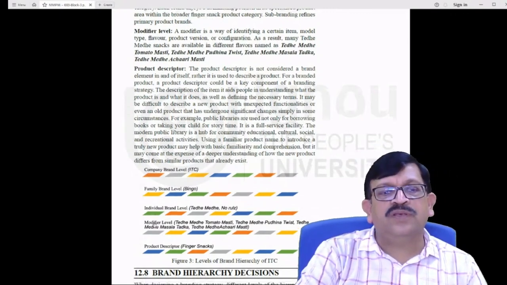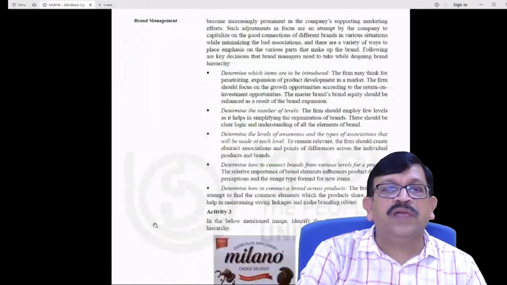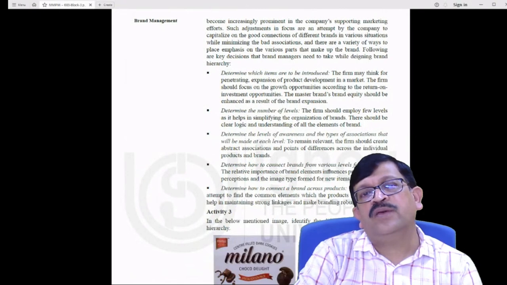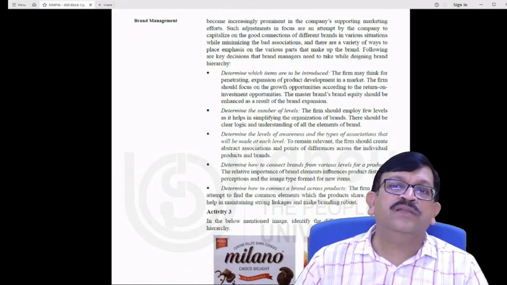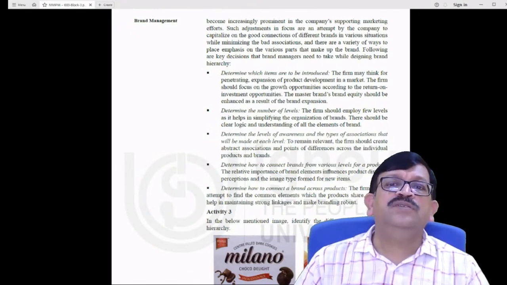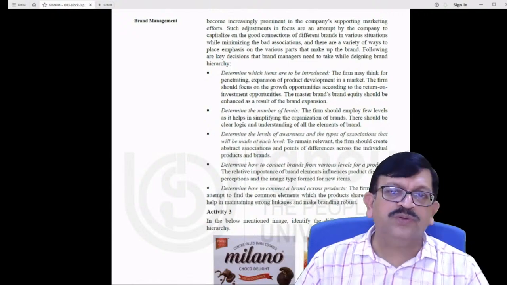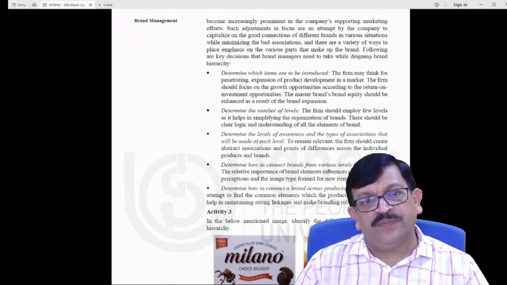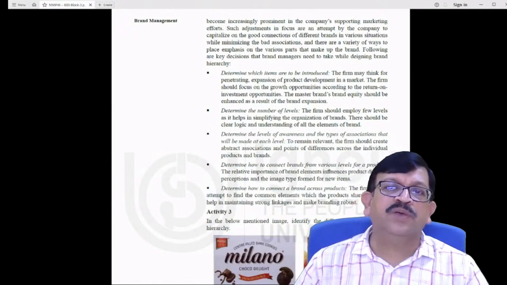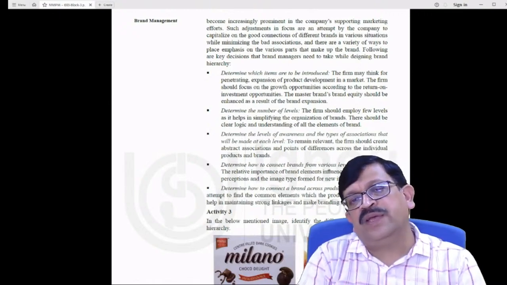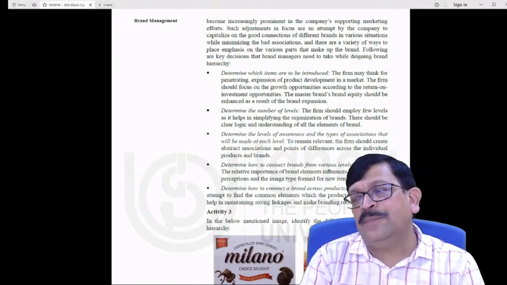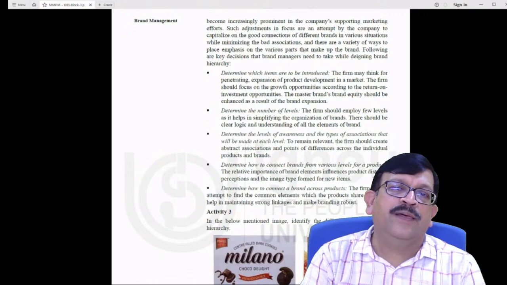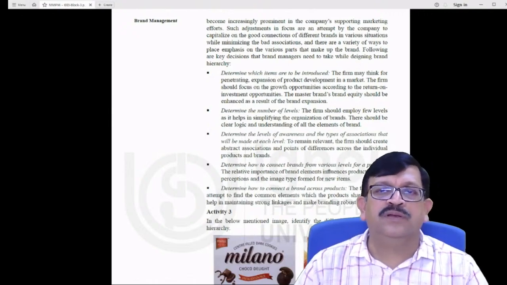But brand hierarchy decisions are critical to take to make your brand hierarchy work. So what are the things that one has to keep in mind, that brand managers have to keep in mind while taking the brand hierarchy decisions? First, obviously, which items have to be introduced and at what level. You have to understand that. That's a very, very critical thing, because you have to think of a brand which can be extended or expanded with the potential to expand as the market goes by. So you need to map the growth potential of the brand as you are selecting the items for the brand hierarchy.